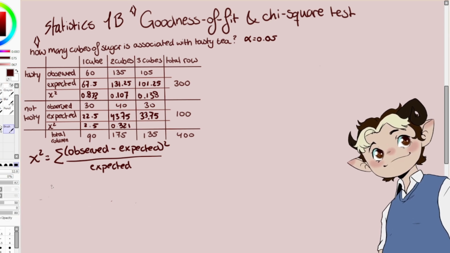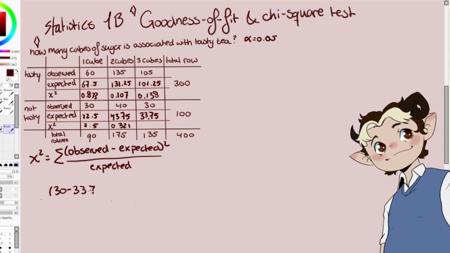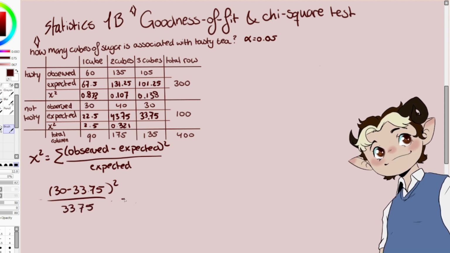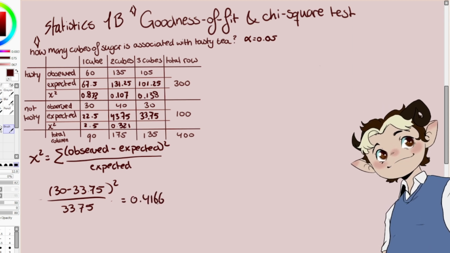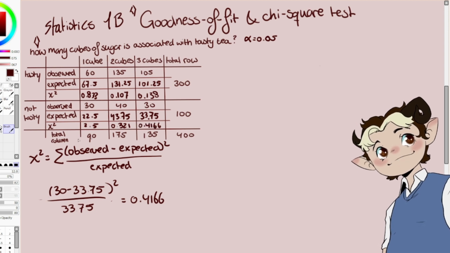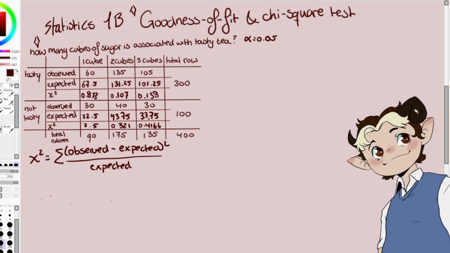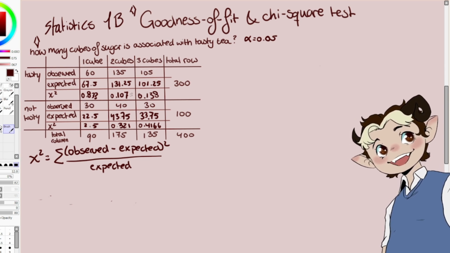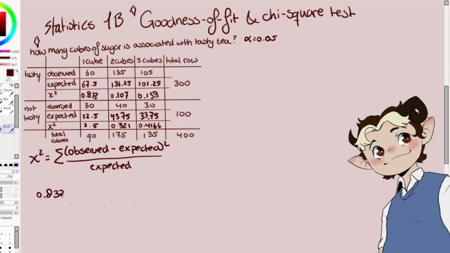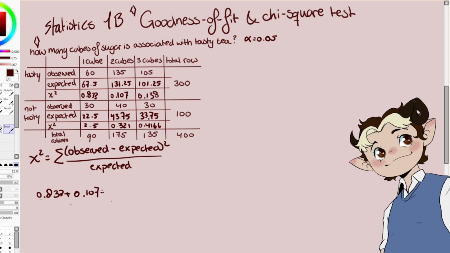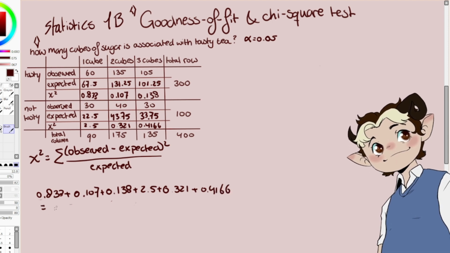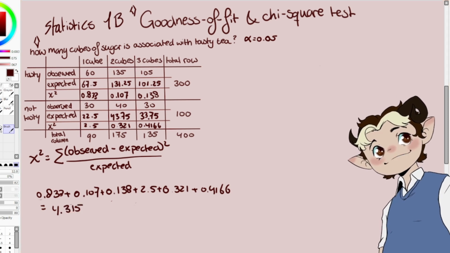And lastly, we're going to go for 30 minus 33.75, squared, divided by 33.75, which is 0.4166. There we go. Now we have everything that we're going to need for our chi-square, because we have said that it is the sigma, so we have to add all of these together. So that is 0.833 plus 0.107 plus 1.138 plus 2.5 plus 0.321 plus 0.4166, which makes for a total of 4.315.